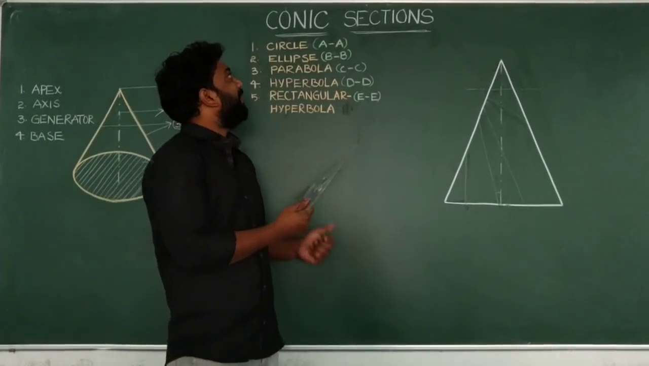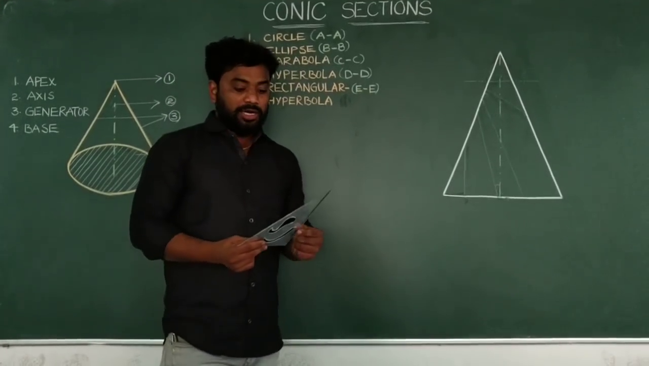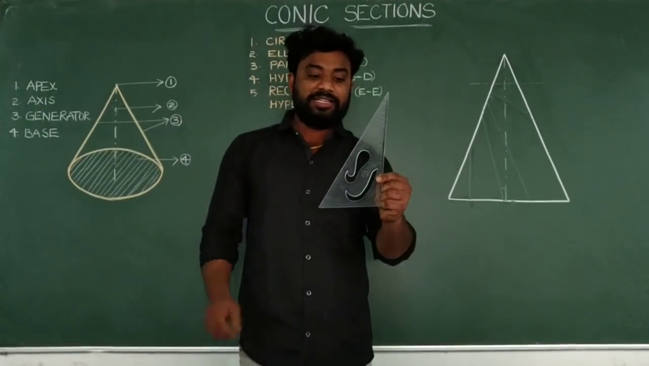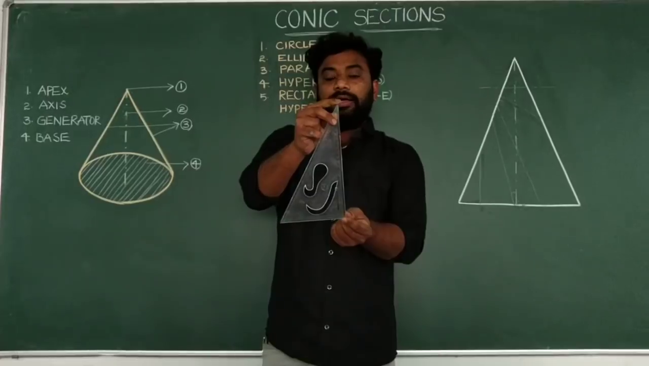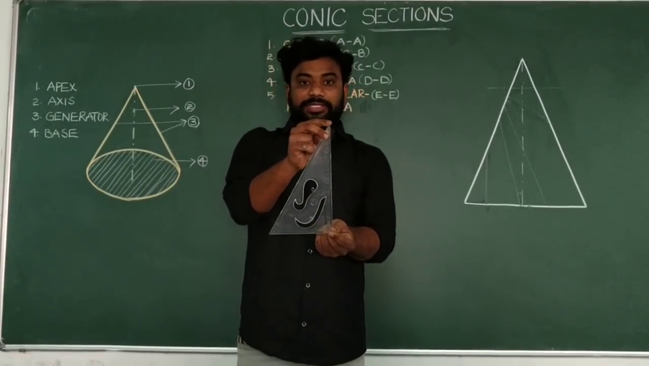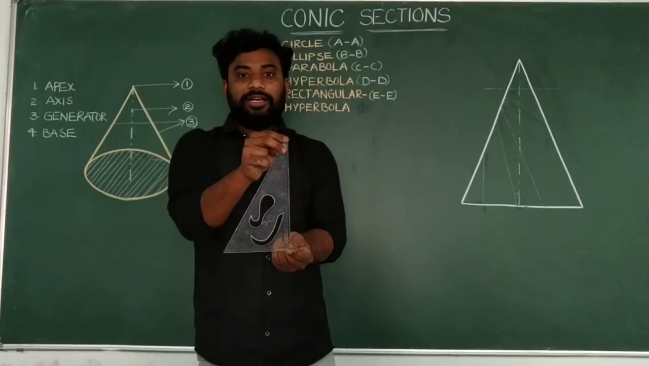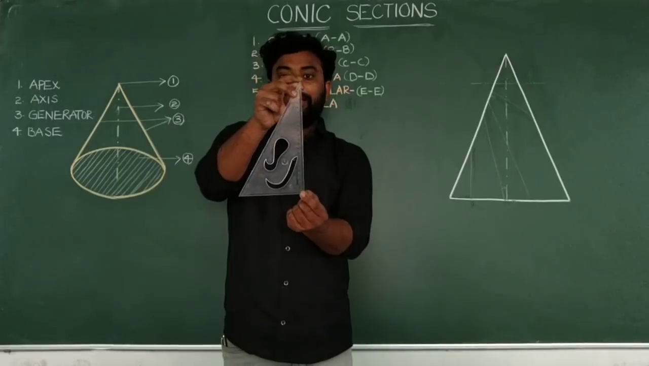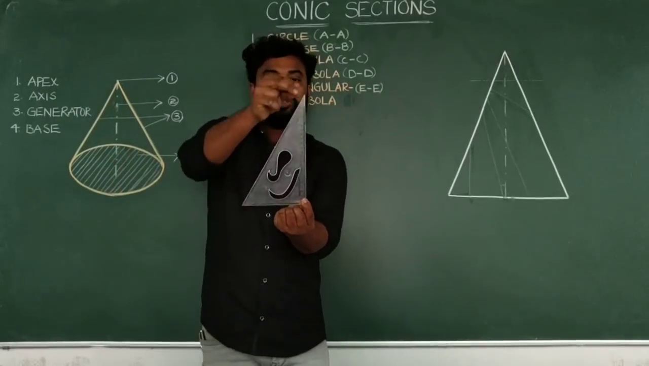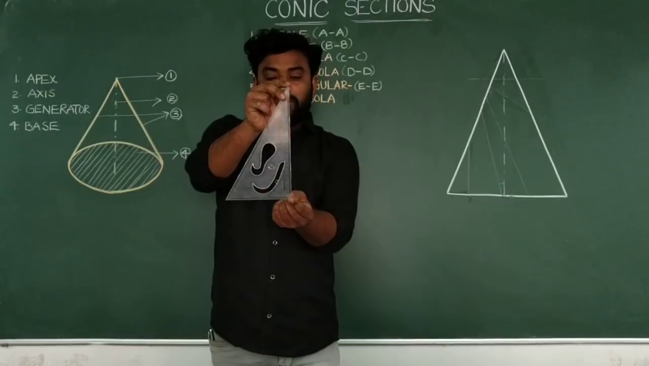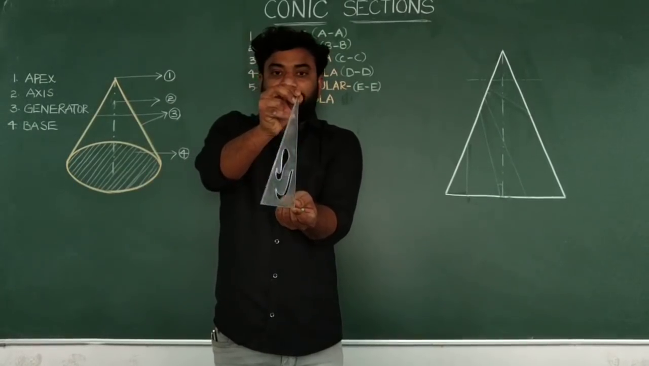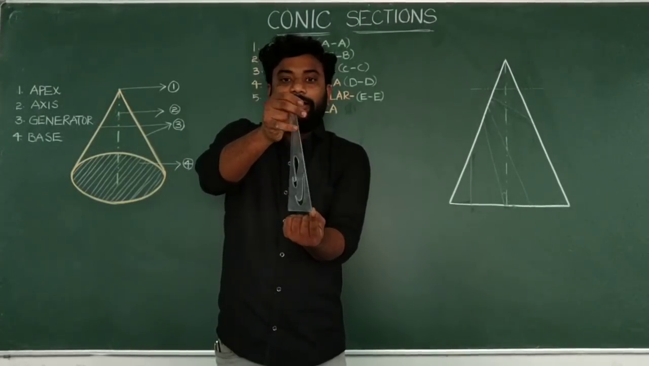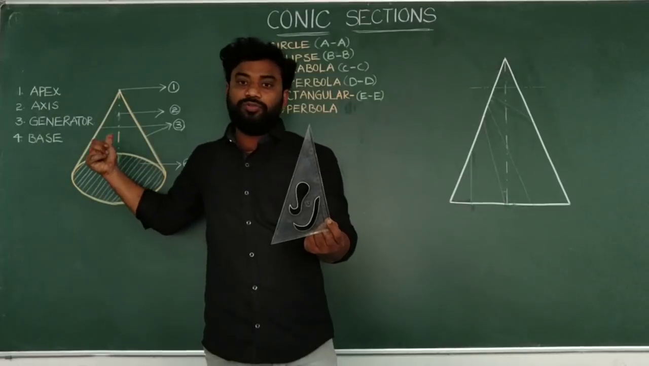Before explaining conic sections, let me tell you how the cone is generated. For that purpose, we can take a plane surface, a right-angled triangular plane surface, a 30-60 degree set square type. We fix this vertical line, which looks like the axis in this diagram. Then we rotate the same plane surface through 360 degrees. At the end of the 360 degrees, we will obtain this cone.